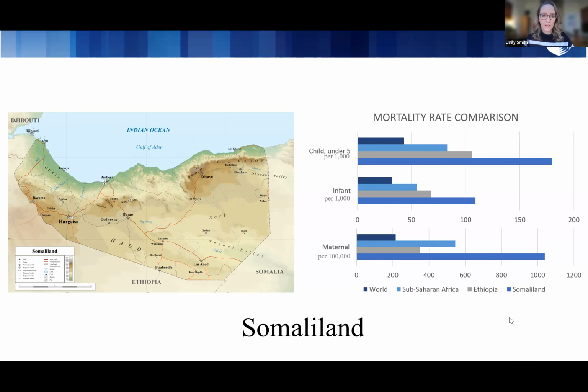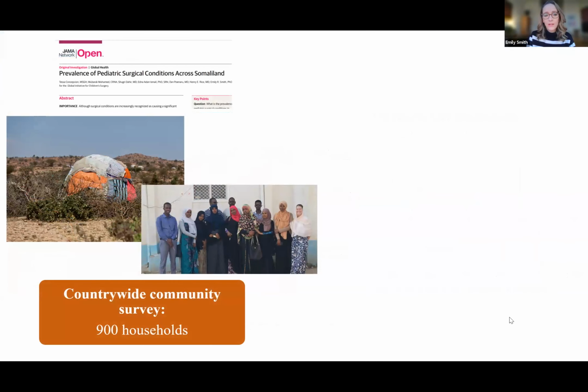It's a democratic politics. It is also, though, it has some of the highest children and mother and infant mortality rates in the world, which you can see on the right-hand side, much higher than sub-Saharan Africa and even neighboring Ethiopia. So what we did is we wanted to, on a population level, this is good old Epi 101, what is the prevalence of kiddos who need surgical care across the whole country? And that's using a representative sample of the 2 million kids.